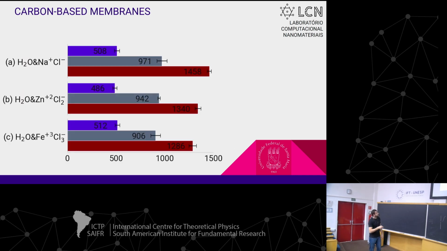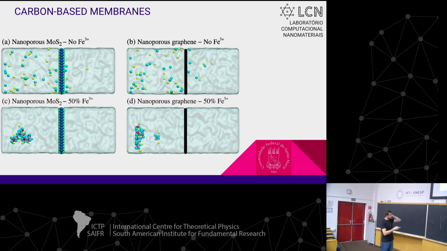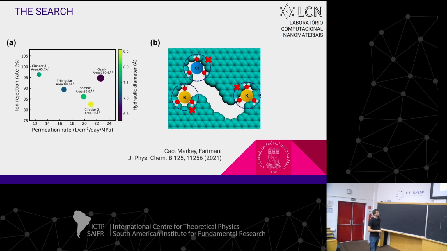So again, we have very nice transportation of water with increasing pressure, but there are some differences related to, of course, the valence of the ions. The valence of the ions is again an important thing, because as we saw before, if you aggregate different valence ions, you're going to see this flocculation process that will make the passing of the ions through the membrane more difficult, even for graphene, as you can see here.